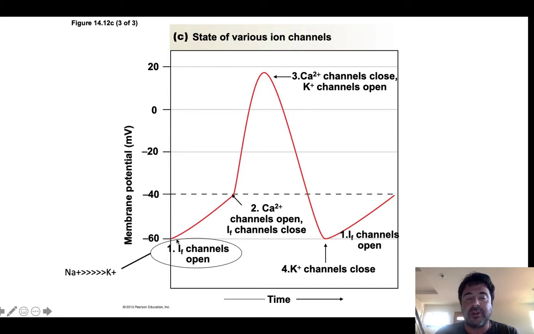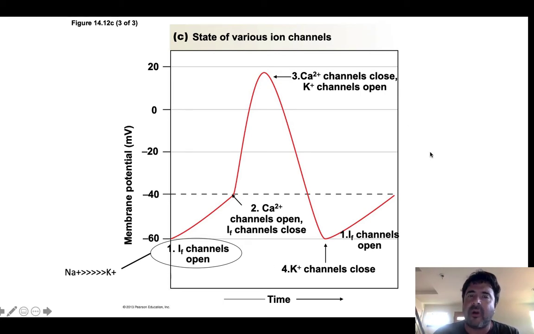If there's fewer funny channels working, that means the gradual depolarizing phase is going to occur much more slowly before it gets to threshold, right? Then at threshold, the voltage-gated calcium channels will open and then the voltage-gated potassium for repolarization. But this is going to take much longer. If it takes longer for cells in the SA node to fire an action potential, that's ultimately going to slow your heart rate down, because it actually physically takes longer for these guys to work. And if your heart rate slowed down, that would be a negative chronotropic effect.